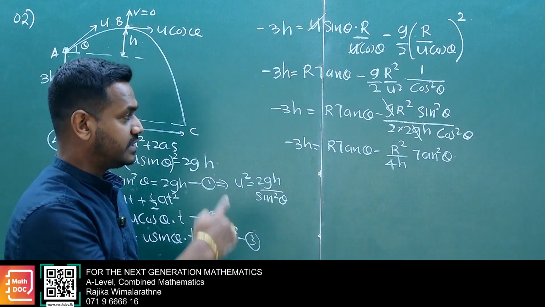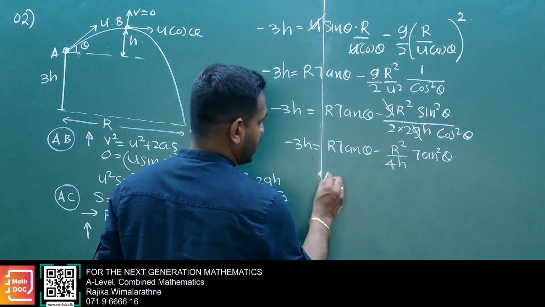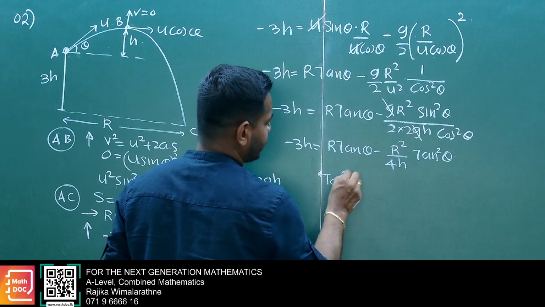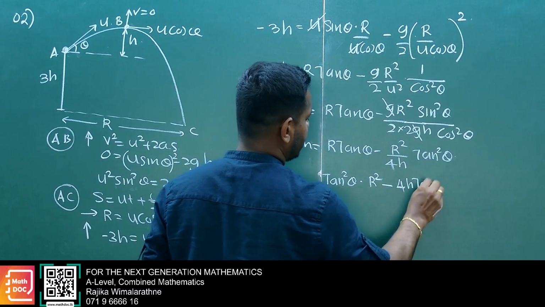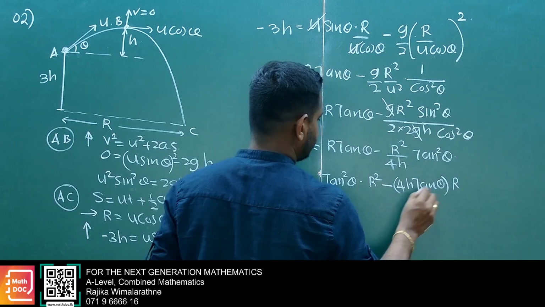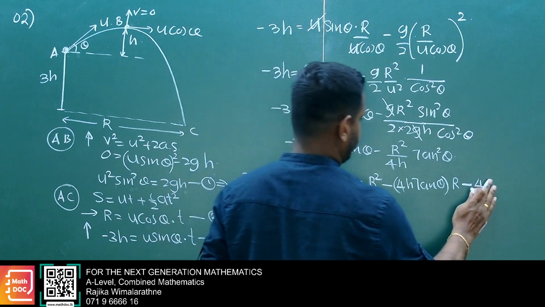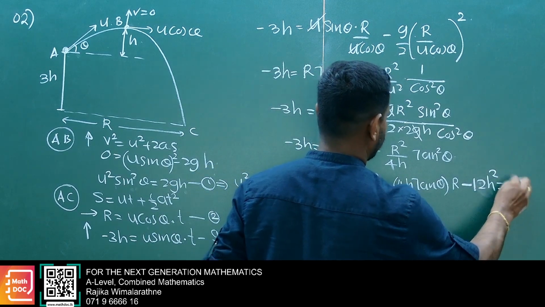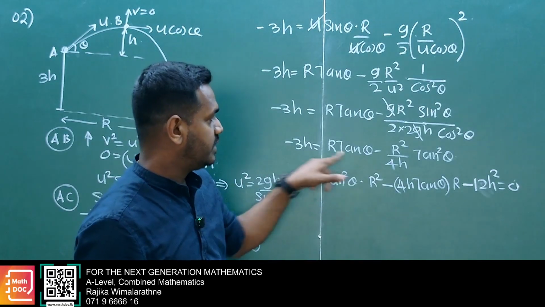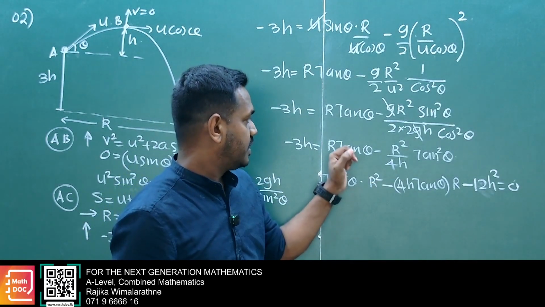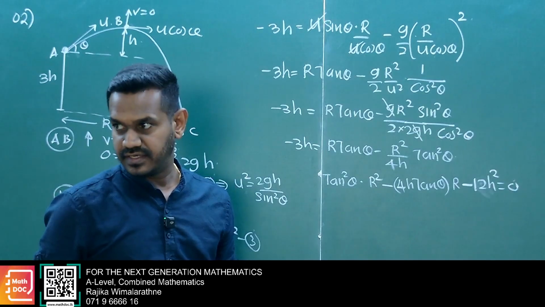Now that is in quadratic format of r, no? Then multiply and take: tan squared theta times r squared minus 4h tan theta times r minus 12h squared equals 0. Now here is the quadratic equation in terms of r. Cross multiply: 12h squared, r tan theta, then 4h r tan theta, then r squared tan squared theta, take the other side. Now you can find r.